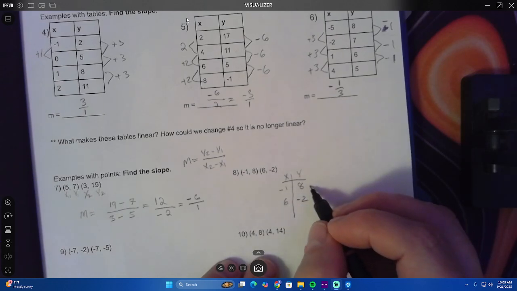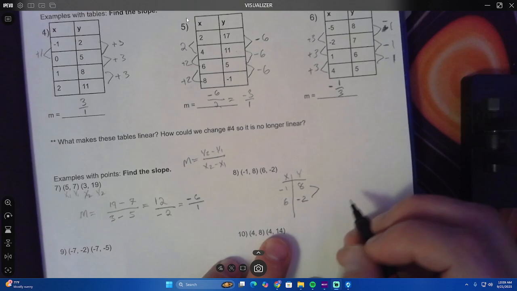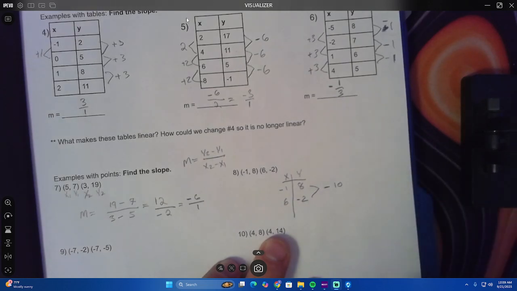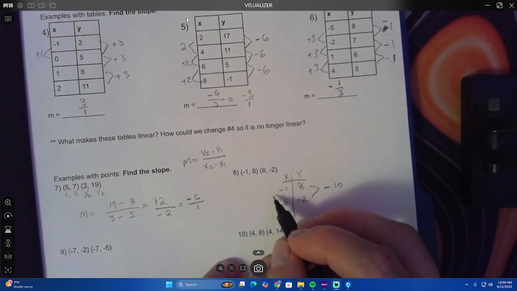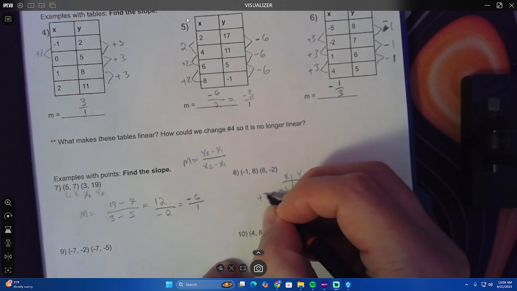Now I can find the difference between these points. So what did I do to go from 8 to negative 2? I minused 10 from those values. And here to go from negative 1 to 6, I went plus 7.